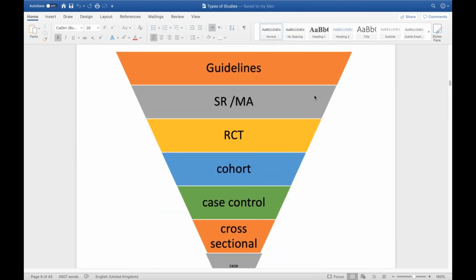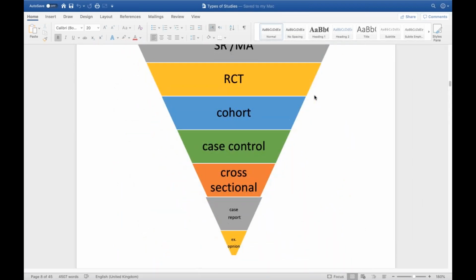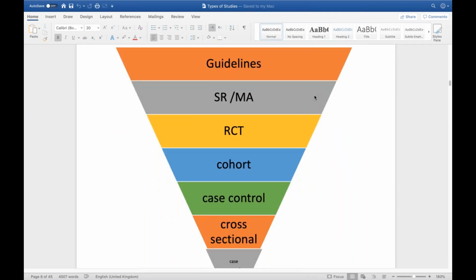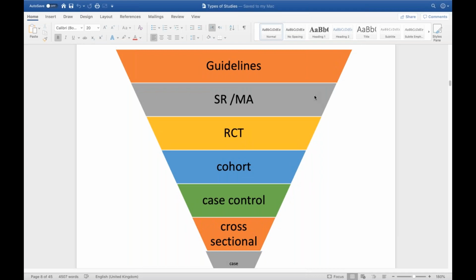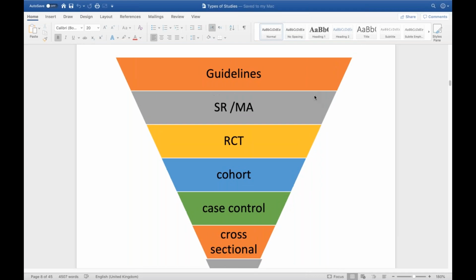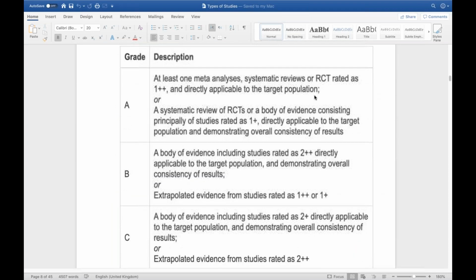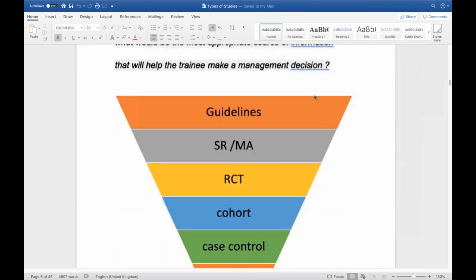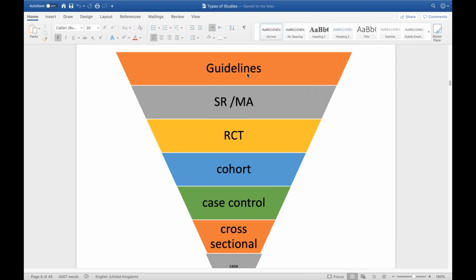To make it very easy, this is a pyramid of evidence. That's what you need to know. And then you look into your multiple choices, and you'll decide which number of them is stronger. You usually start with A as the strongest, or 1++ as the strongest. You would ask, what do you have in the question stem? Is it a guideline? It is very strong. Is it a systematic review or meta-analysis? It is very strong. It's probably 1++ or 1+.